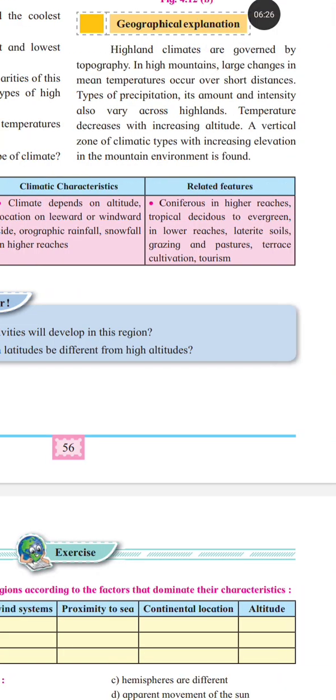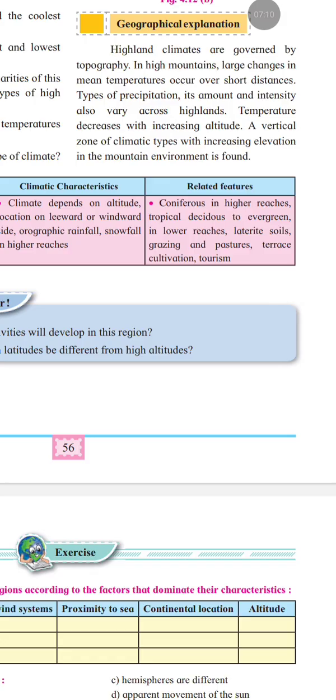Here, vegetation changes with altitude. At the lower reaches, we can find vegetation ranging from tropical deciduous to evergreen forest, depending on the climatic conditions. At higher reaches, temperatures are lower, so coniferous forests are commonly found. Thus, vegetation also shows a vertical variation with altitude. Here, laterite soils are found in some of these mountain regions, particularly under suitable climatic conditions. Grazing and pastures. Mountain regions also provide pastures for grazing. Therefore, grazing is an important activity in highland areas.